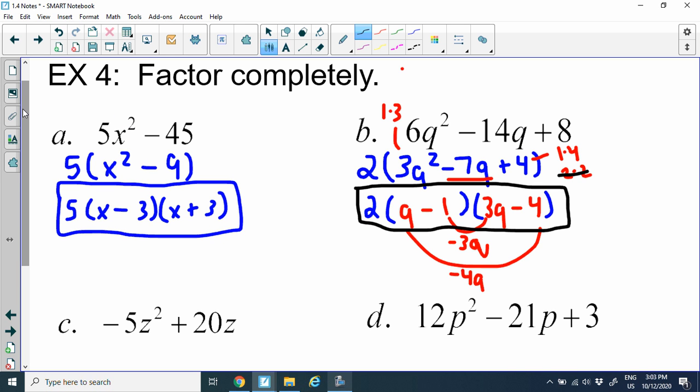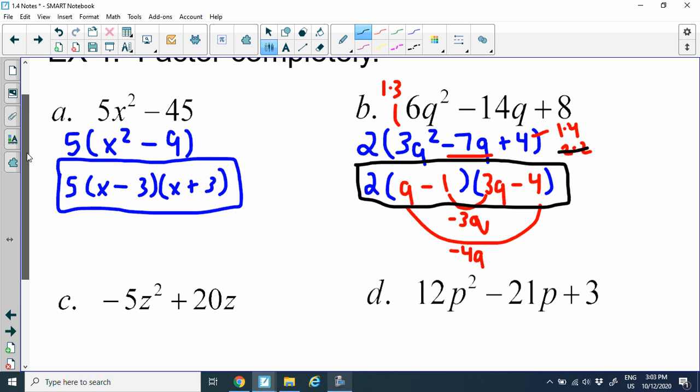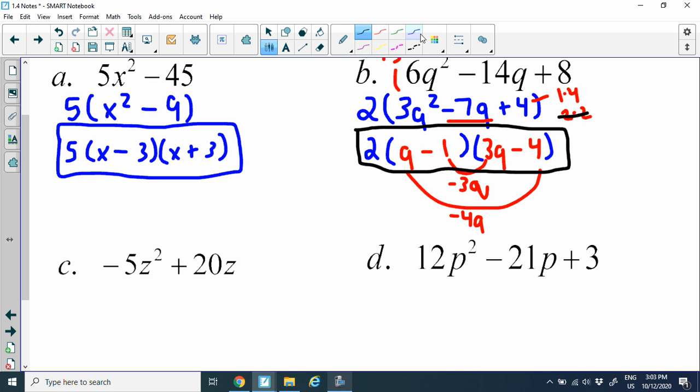Okay, go ahead and pause the video and try C for me, please. Okay, let's see about this one. So, once again, we need to see if these two terms have anything in common. Okay, first of all, let's think about a number. Do these two have a number in common? Yeah, a 5. So we're going to take that out. Do they have a variable? Yes, they both have a z. So the most I can take out is just one z because that's the most that the last term has.